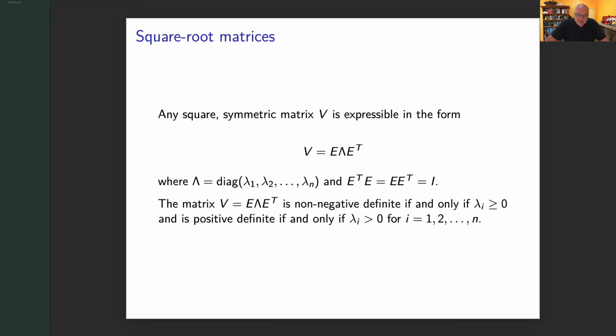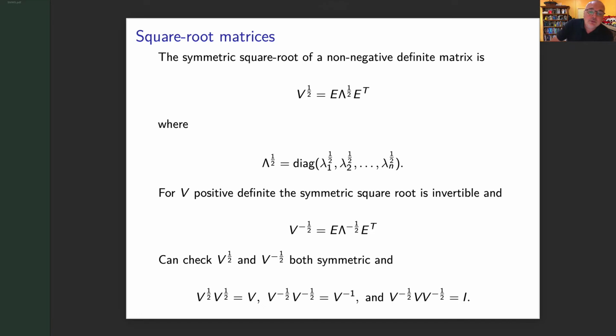And the nice thing is, first of all, if V is non-negative definite, then that means all the lambda i's are greater than or equal to 0. And it will be positive definite if all of them are greater than 0. So remember, the lambdas are the numbers along the diagonal matrix in the middle.